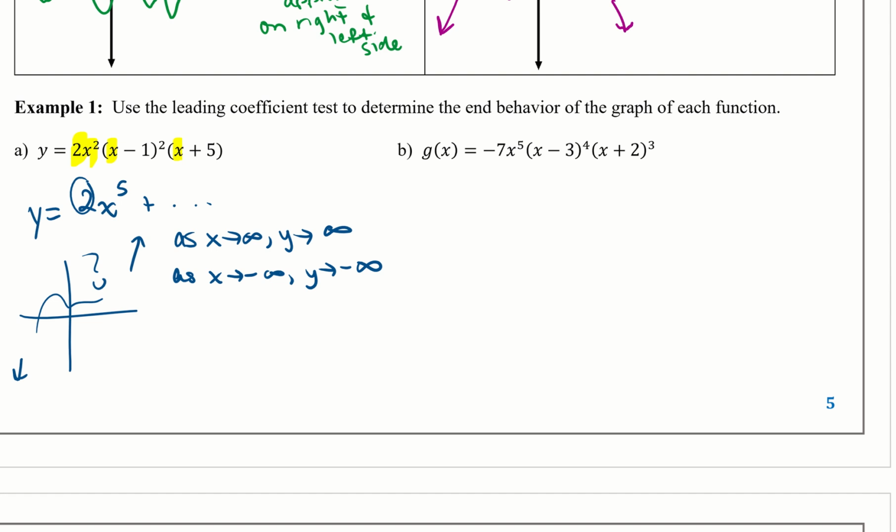Okay, so why don't you try part B yourself? I'll pause the video and we'll compare after you've had a chance. Just restart it once you're ready to take a look.